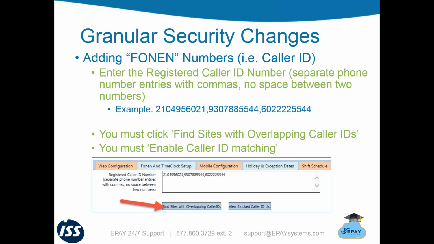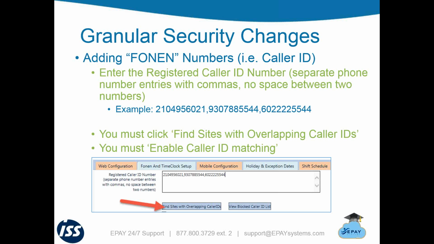Now, one thing that we will require you to do as part of this process is to click Find Sites with Overlapping Caller IDs after you've entered the number. This will let you know immediately if that number is already in use at another job site. The reason we do this is because we want each site to be a one-to-one relation with a particular caller ID phone number. This way, we ensure that the employee knows what job they're in. They will not get prompted for a job number. The system automatically knows that that phone number is linked to one specific job.